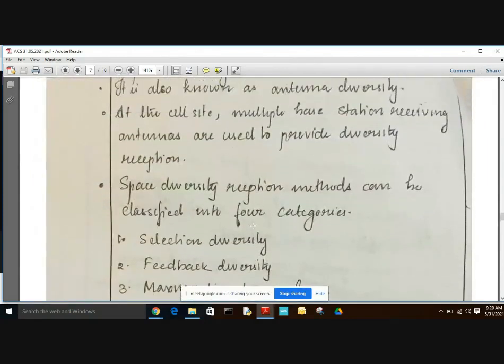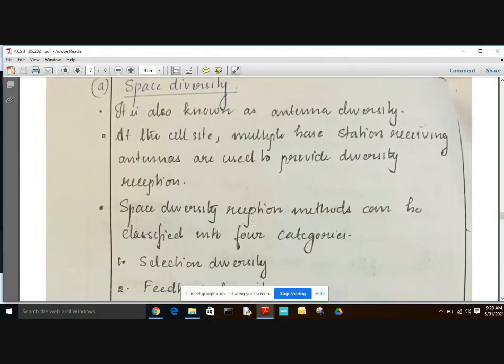Now we will discuss the types of diversity. The first one is space diversity, which is also known as antenna diversity. At the cell site, multiple base station receiving antennas are used to provide this reception diversity, or diversity reception. And the space diversity reception method can be classified into 4 categories.